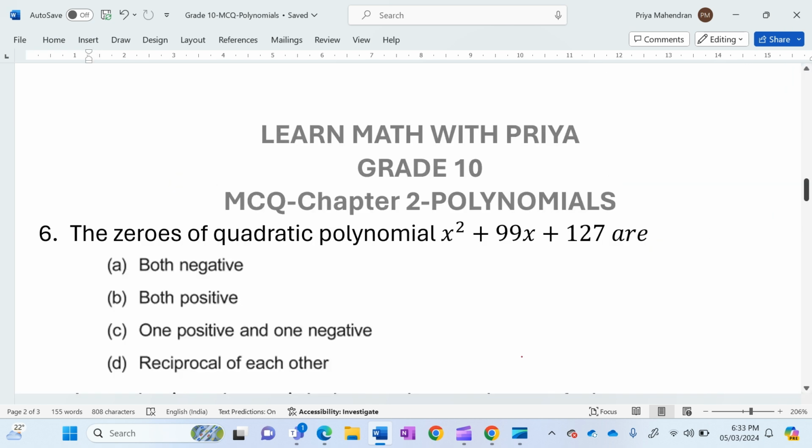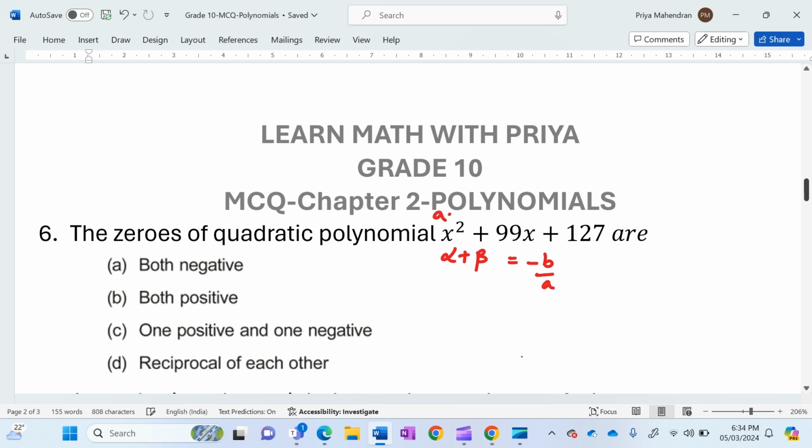Question number 6. The zeros of quadratic polynomial x square plus 99x plus 127 are. So I want to know whether the zeros are going to be positive or negative, or one positive and one negative, or reciprocal of each other. So the product of zeros and sum of zeros I need to find, right? What is the sum of the zeros? Alpha plus beta is minus b by a.